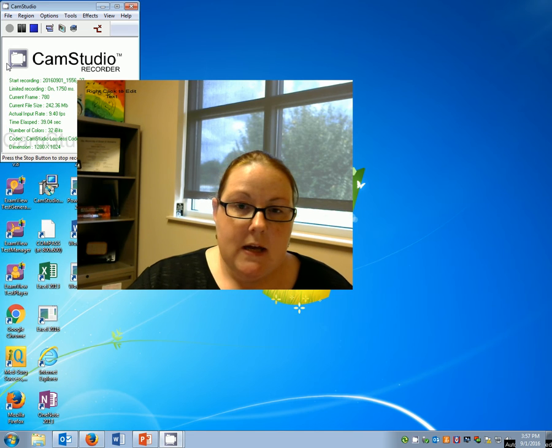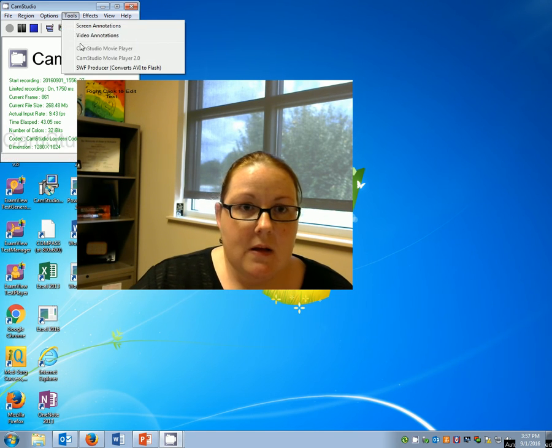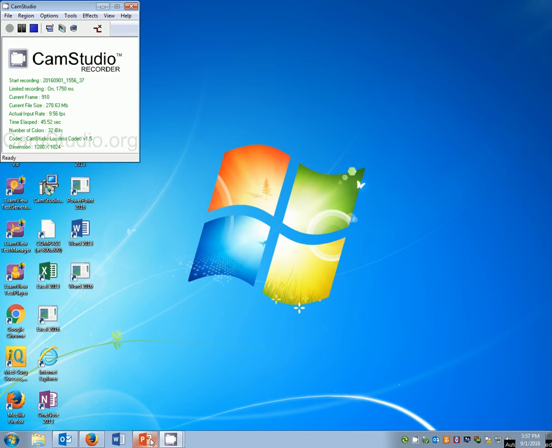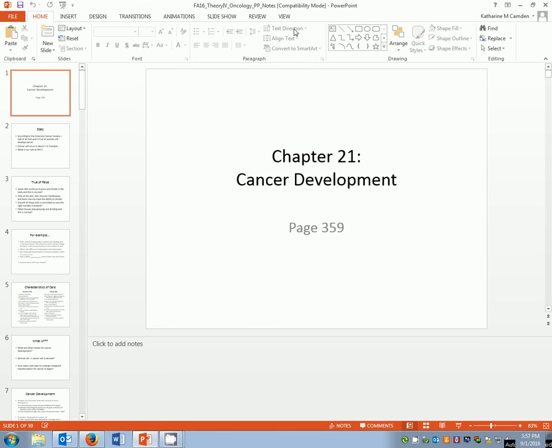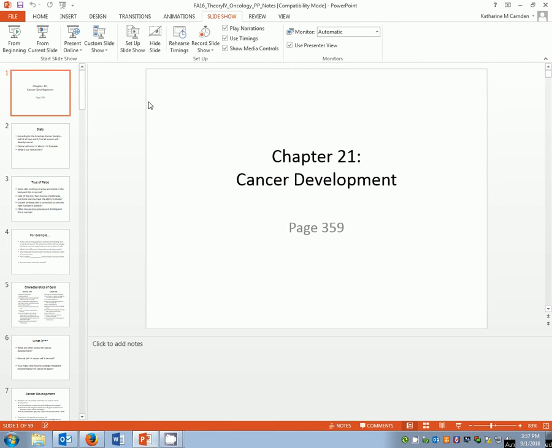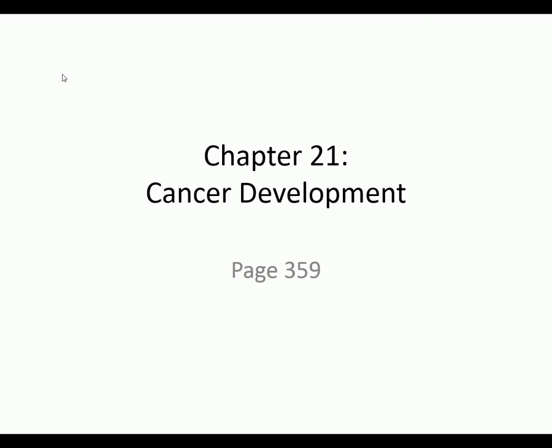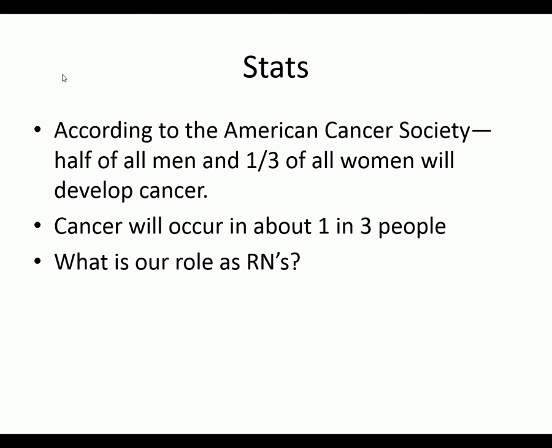So today we are going to talk about cancer, and so we will get that started. Chapter 21 discusses cancer development. That begins on page 359. Some stats. According to the American Cancer Society, half of all men and 1/3 of all women will develop cancer. Cancer will occur in about 1 in 3 people.